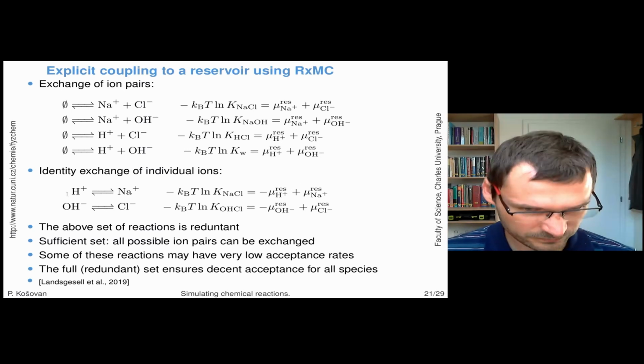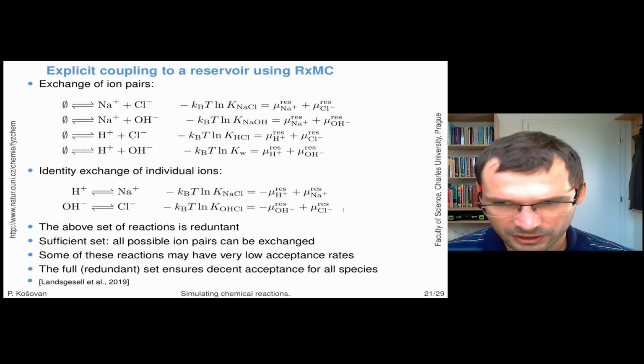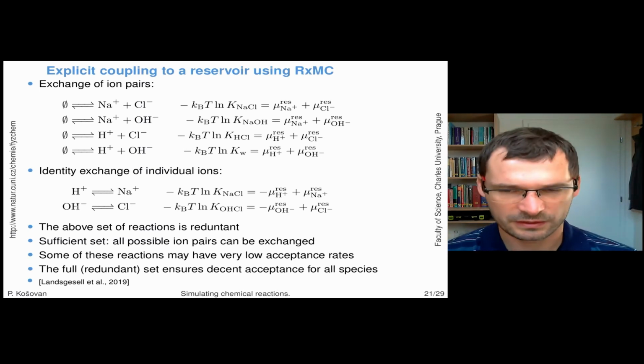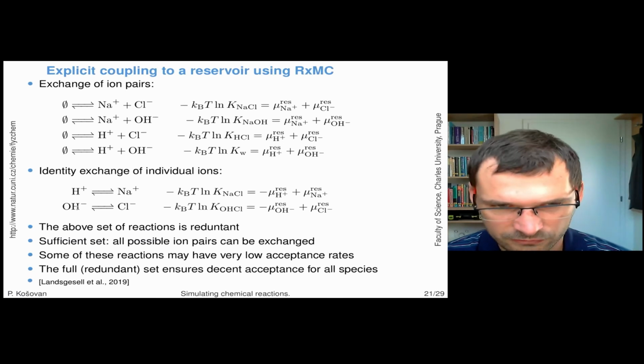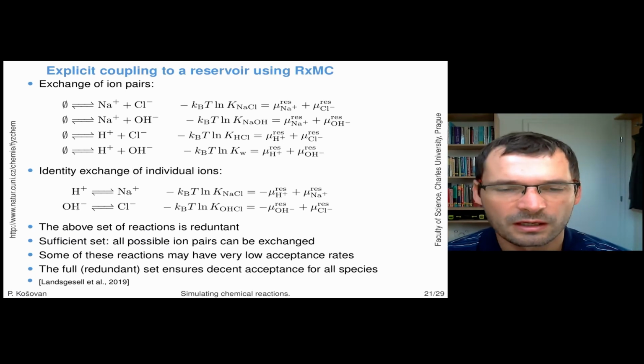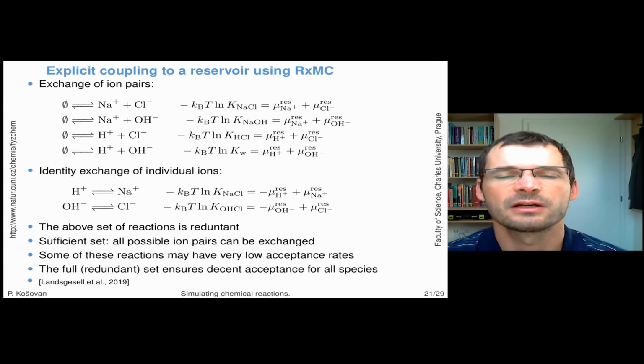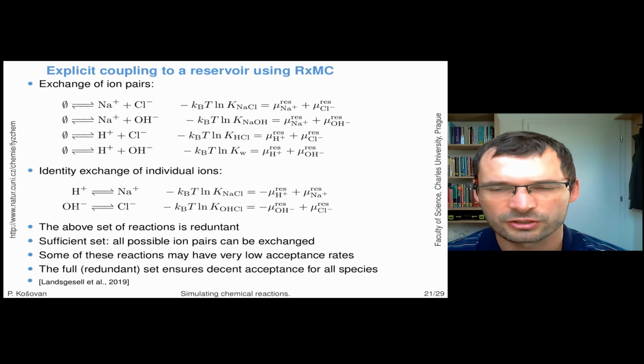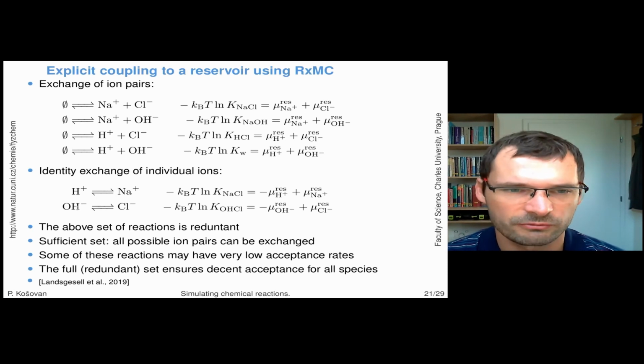And while those two reactions and the whole set of 6 reactions here is actually a redundant set of reactions, that means it would be sufficient to use 3 of them, and these 3 would allow for an exchange of an arbitrary ion pair just by performing a sequence of reaction moves.